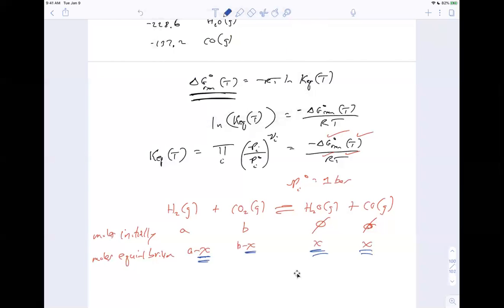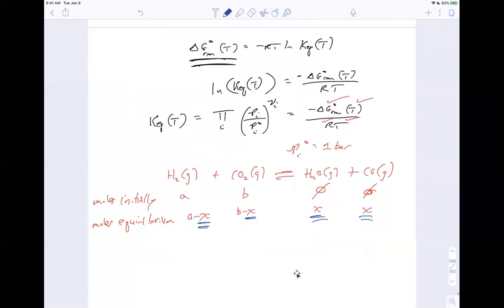Okay. And so we know that the partial pressure of any given species is just going to be the mole fraction times the total pressure. Okay. And in this case, we know the total pressure, P total, is 1 bar, because that was given here.